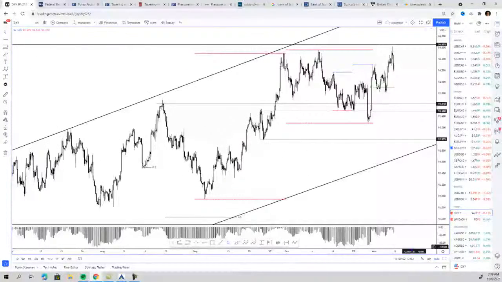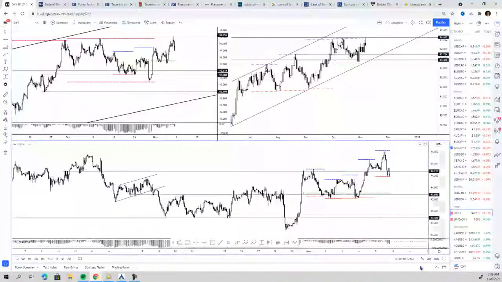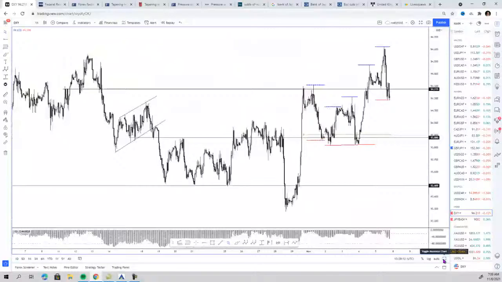So what for next week? What I'm looking at on the USD, of course, I'm looking for buys on the USD. I have a bullish plan and a bearish plan. What I like about the upside is this level right here, the 94.20 to 94.30 level.